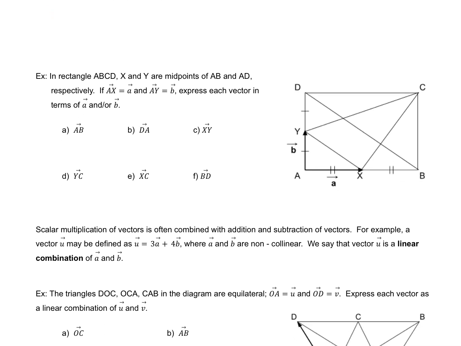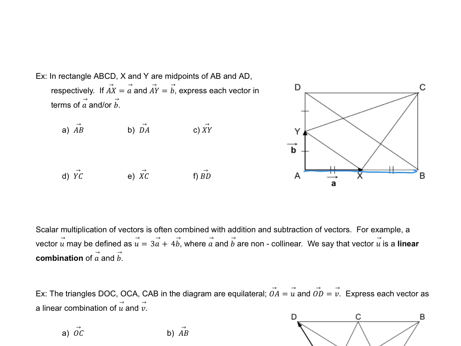All right, another visual example here. In rectangle ABCD, X and Y are the midpoints. So right here, these are midpoints, meaning AX and XB are the same, AY and YD are the same. And then we're told that vector A is from A to X and vector B is from A to Y. And we need to express each of these vectors in terms of A and B, or both. So we'll start with vector AB.